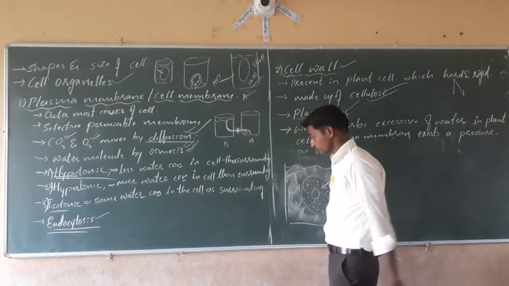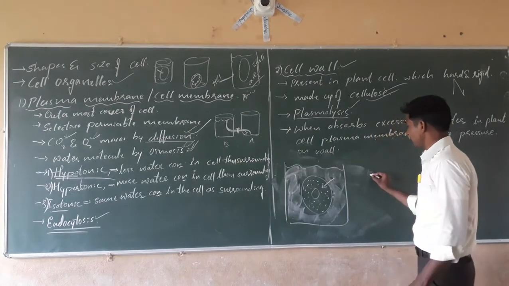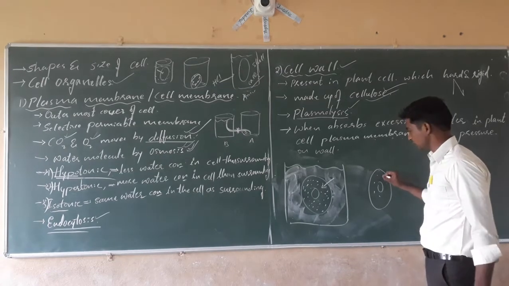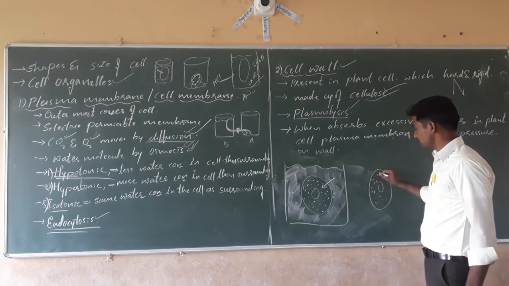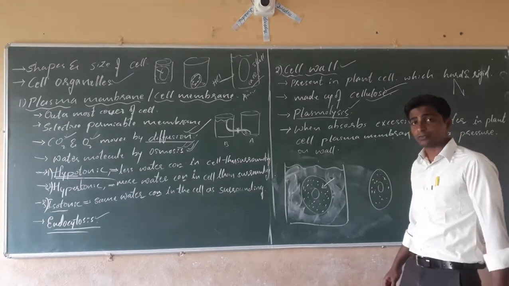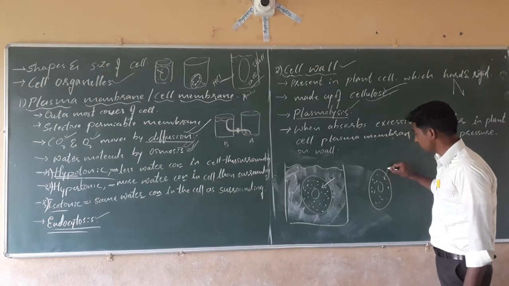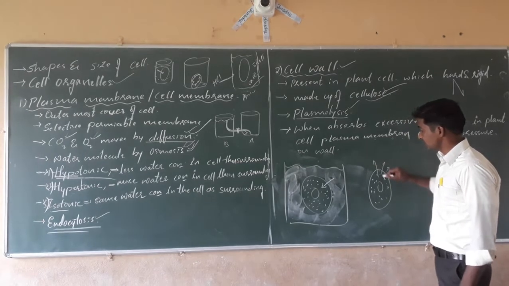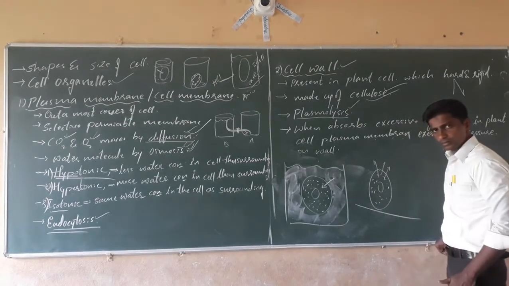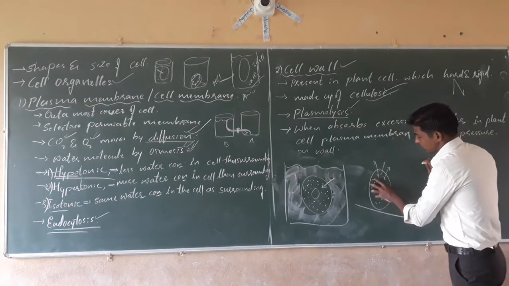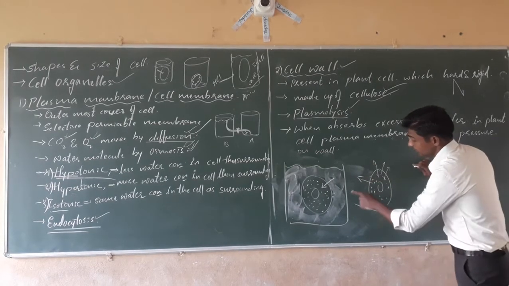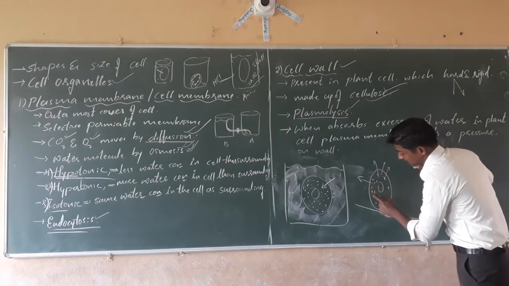Hyper means more. Suppose, for example, we take a cell which has a water concentration of about 90%. Keep it in a dry place or in sunlight. What happens? The water concentration is more inside the cell compared to the surrounding.